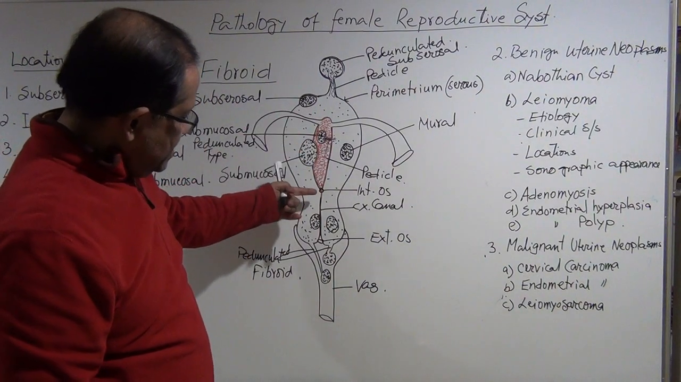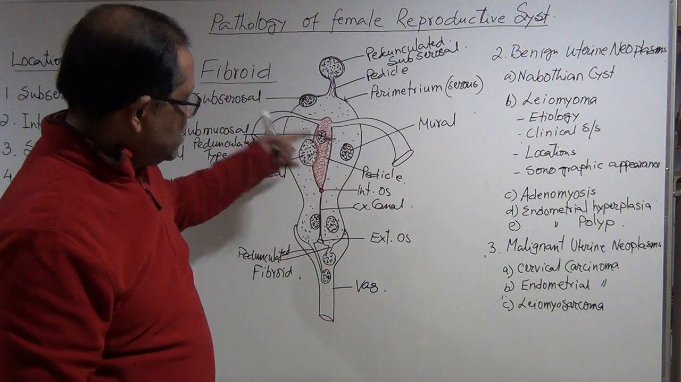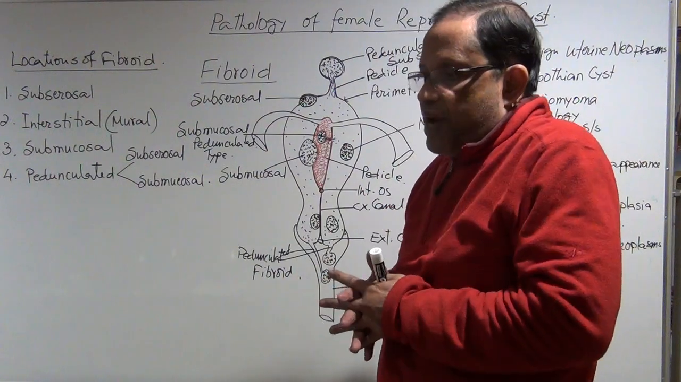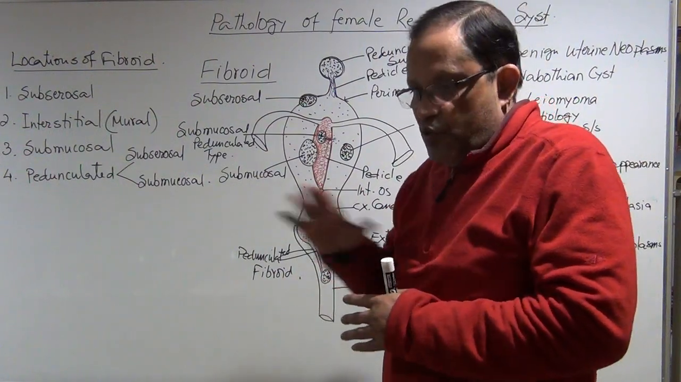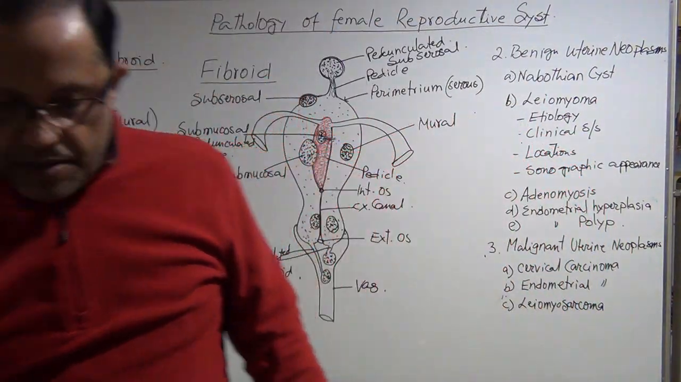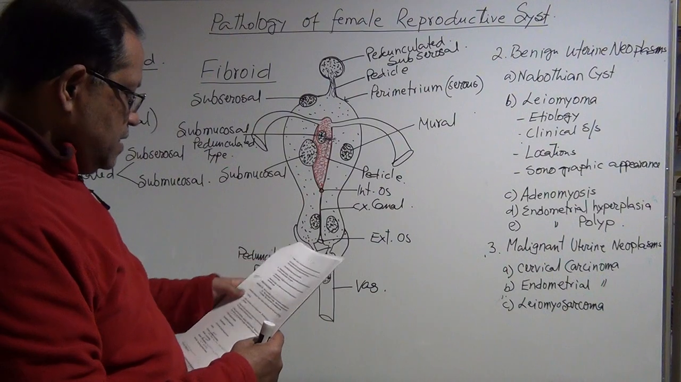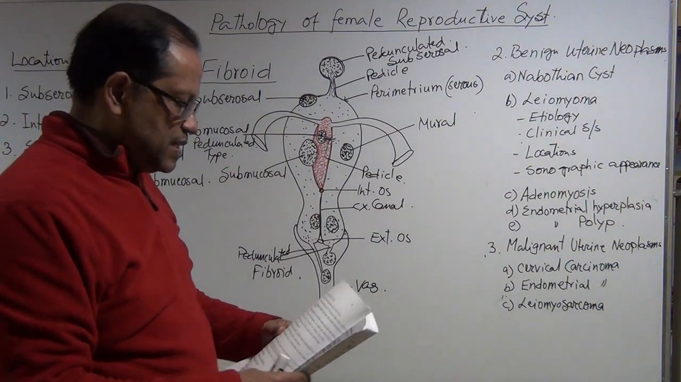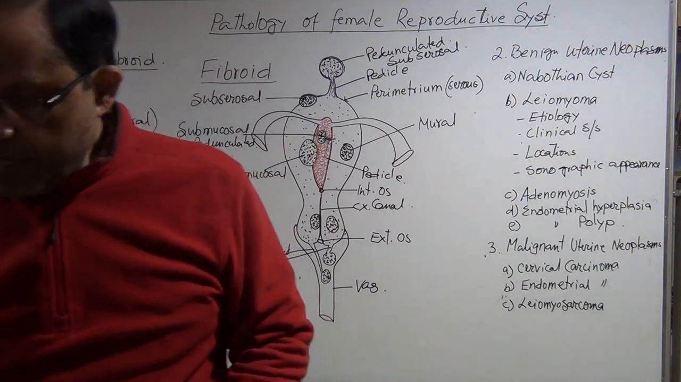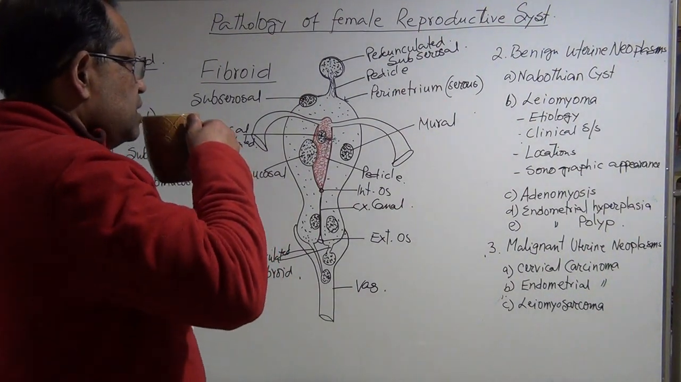Let's check the internal os, external os, cervical canal. Let's check the endometrium. Is there any space-occupying lesion inside the endometrium that occupies the cavity, so there is no space for the new growing baby, and the baby is miscarried every time? So we need to evaluate it. That's why when you do it, please do it 100% correctly, otherwise you will make a mistake. Okay, now I will discuss the sonographic appearance of leiomyoma.